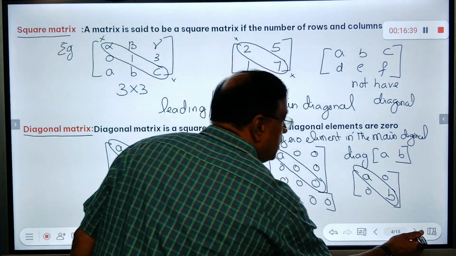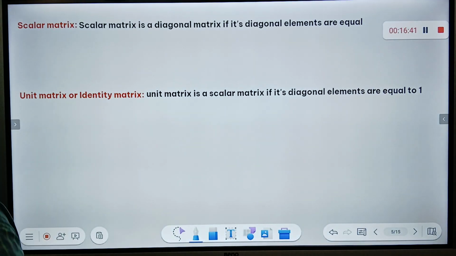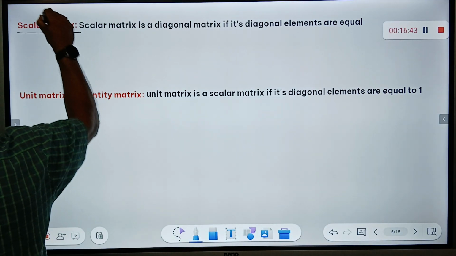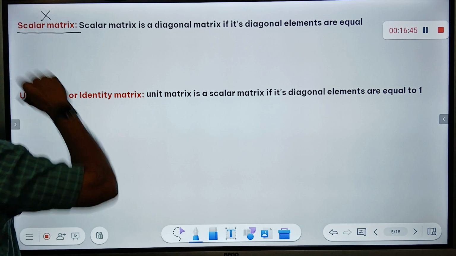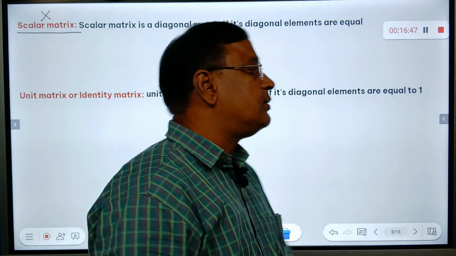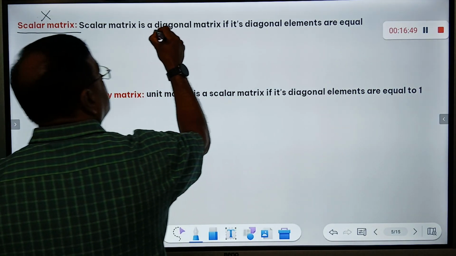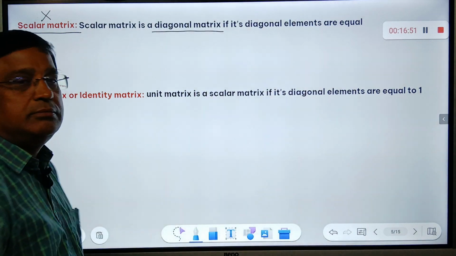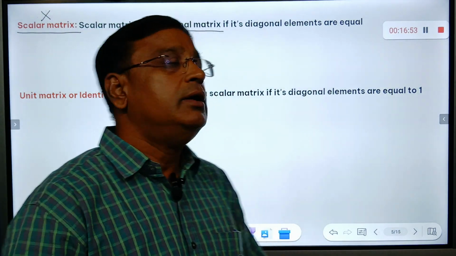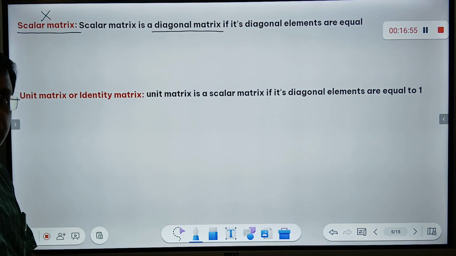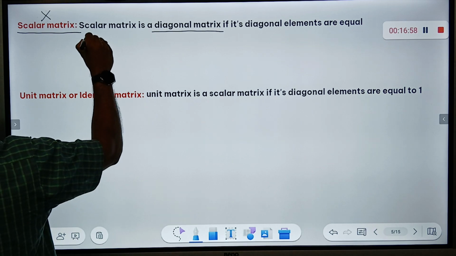Okay. Now let's go to the next definition. Very important. It also came this year in the board exam. What is a scalar matrix? A scalar matrix is a diagonal matrix. You know what is a diagonal matrix now? A diagonal matrix is a square matrix. So it should be a square matrix.